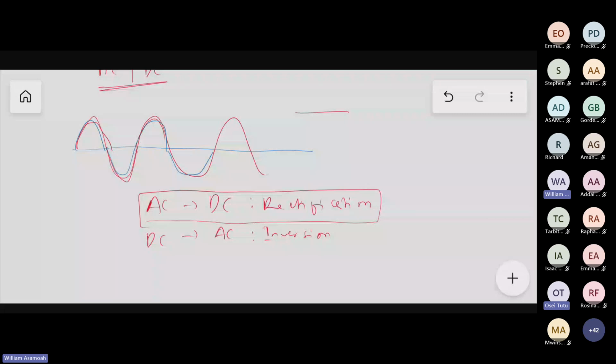Now, if we want to force the current to always move forward, we need what? A diode, because a diode is something that would force the current to move in one direction only. It won't let it go in the reverse direction. So we use diodes to rectify AC. In every power supply, your laptop charger, your mobile phone charger, everything, there are diodes there. They are the ones converting from AC to DC for you.